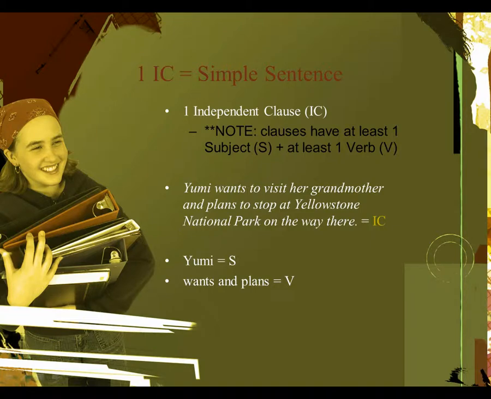way there. Yumi is the subject of the sentence. The 2 verbs associated with Yumi are wants and plans. Even though it's a long sentence with 2 verbs and the coordinate conjunction and, it still does not need a comma because it is one IC, one independent clause. Simple sentences aren't always so simple.